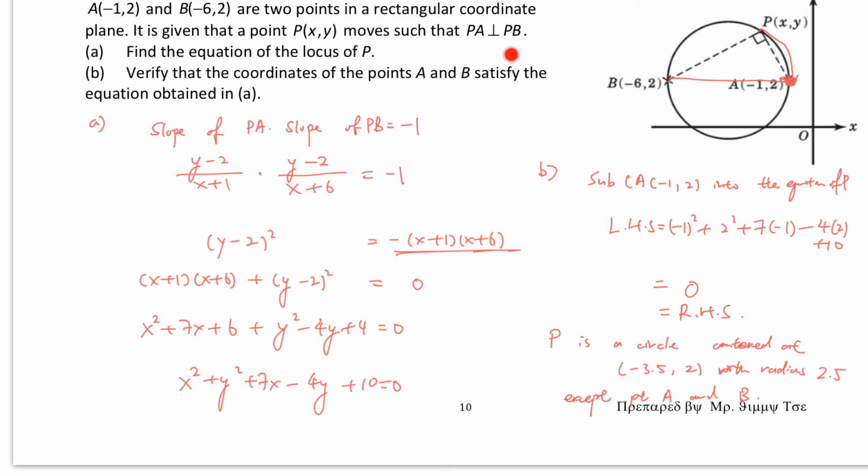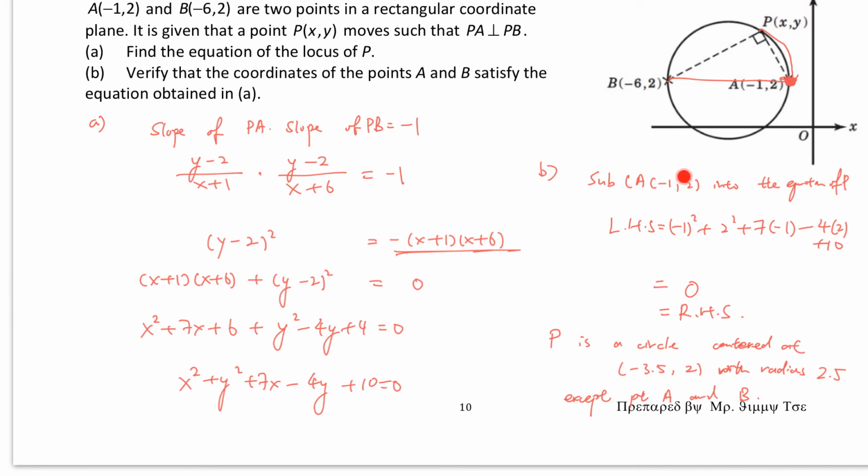because PA must be perpendicular to PB. If point P is on point A or on point B, this is not okay, P cannot satisfy this condition. So although the locus of P is a circle, it is except point A and point B. Remember, this is very important. But you will ask, Mr. Chair, why? When we substitute into the equation of locus, that's true, it satisfies the equation, but you can think about it.